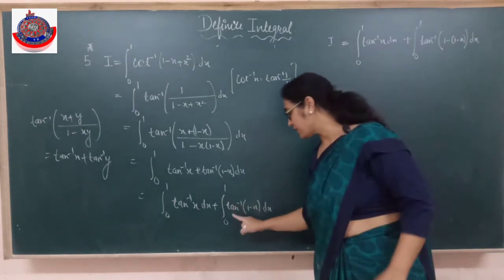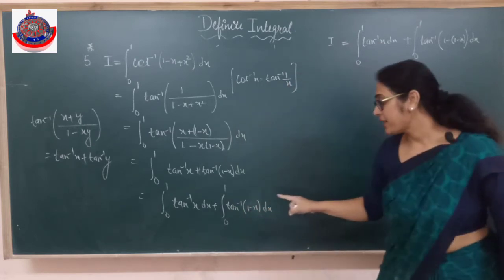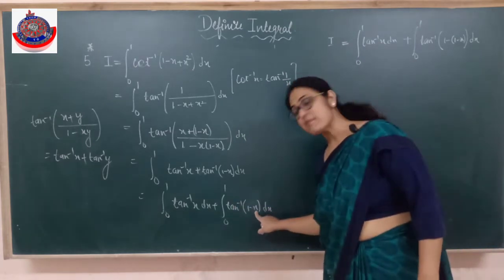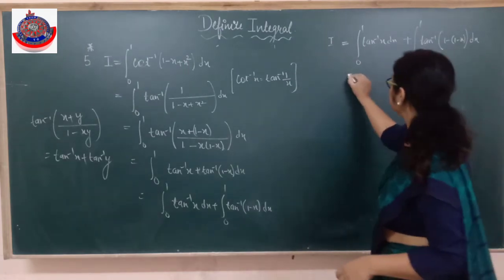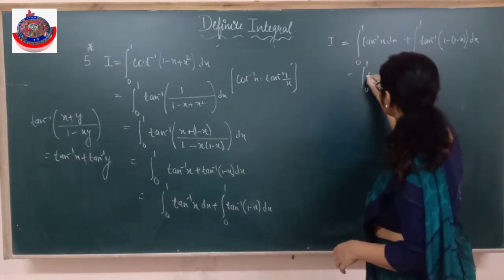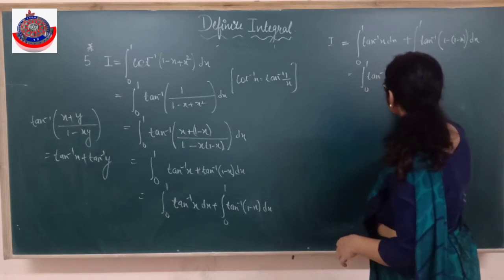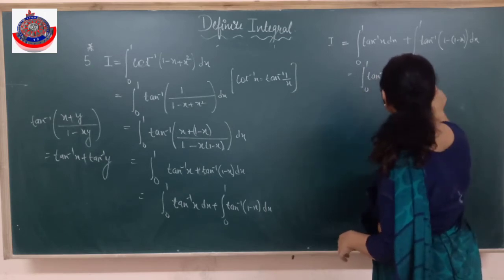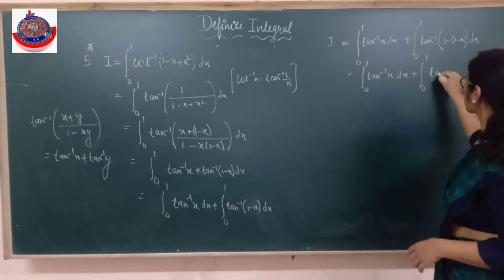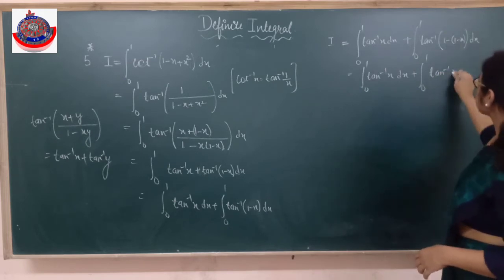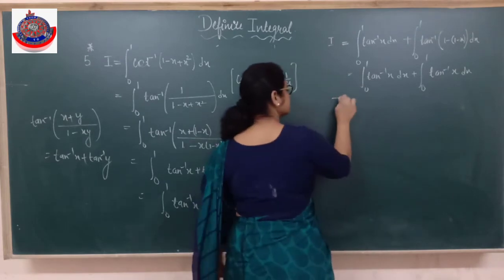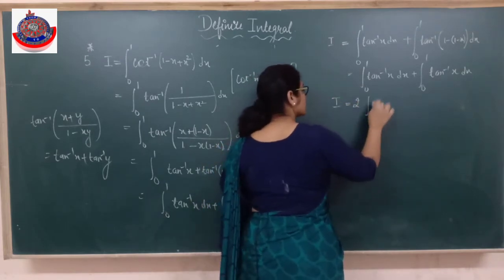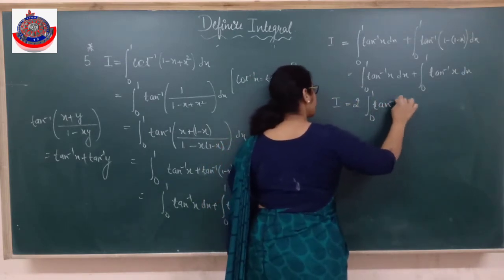0 to a tan inverse x. I am writing tan inverse of a minus x. x की जगह पर a minus x. So it is... 1 and 1 will be cancelled, x will be positive. So both have become same. So now at least I have to integrate 1.